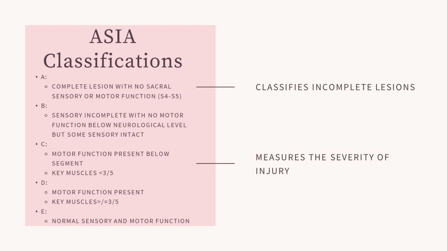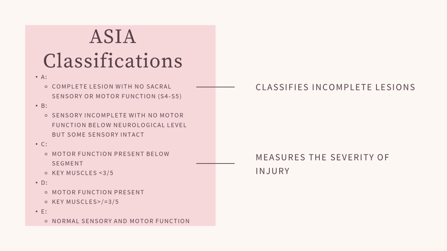Then we go into ASIA C. This is going to be motor incomplete. So this patient is going to have their sensation, but they're only going to have motor involvement of some areas below the level of the injury, with a classification of ASIA C. That patient's key muscles below the level of injury are going to be less than a 3 out of 5 when it comes to myotomal screening and strength testing. So they are going to have some ability to move their muscles, which we can have a great impact over when it comes to physical therapy.